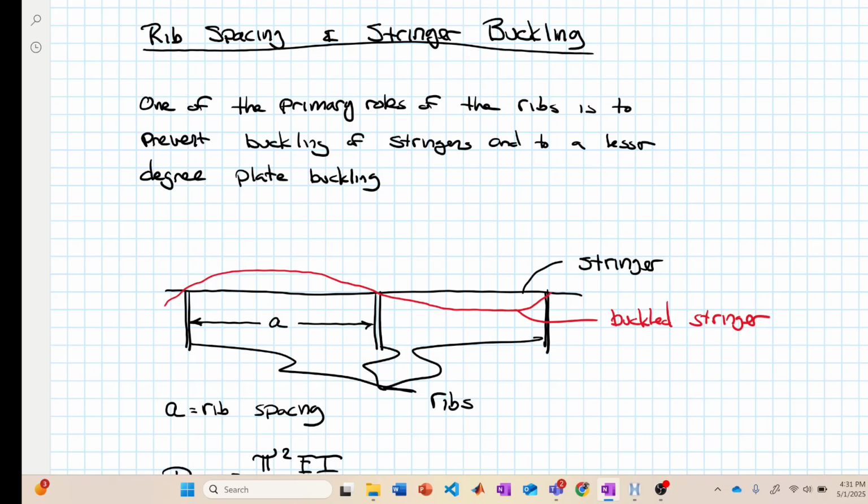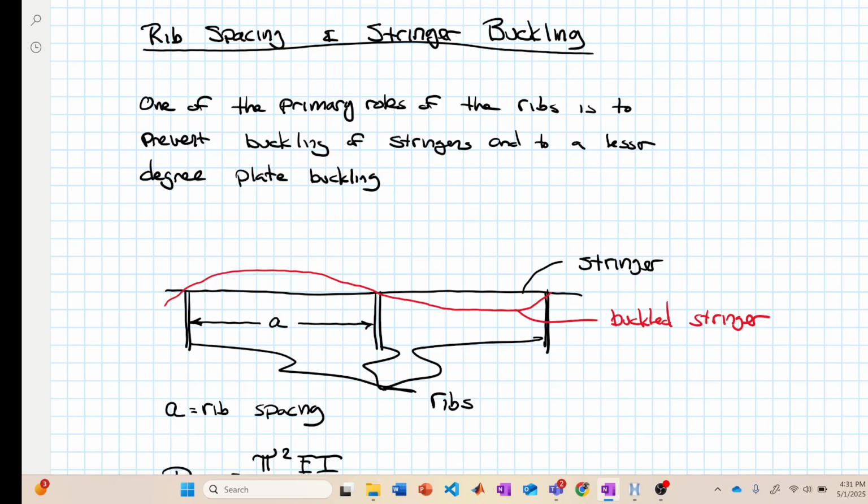But anyway, I did want to talk about something I think is pretty much needed for doing your project. Two things. We're going to talk about stringer buckling and then the top plate buckling. So I'll split these up into a couple videos. First, let's talk about the buckling of the stringers and how that is related to the rib spacing.